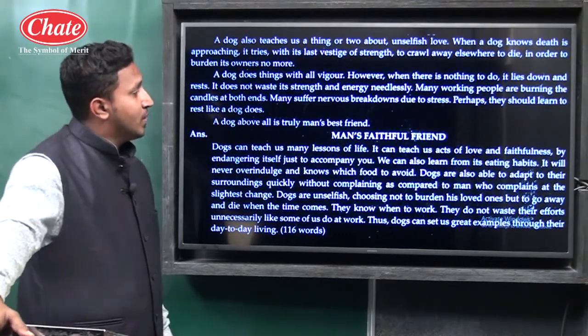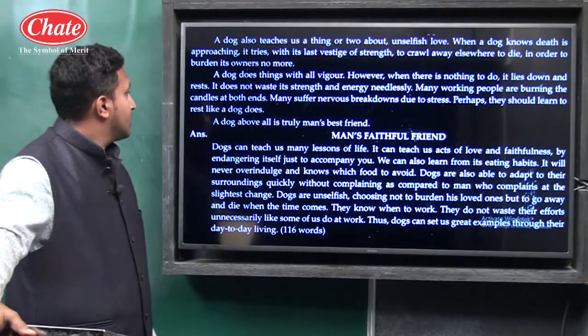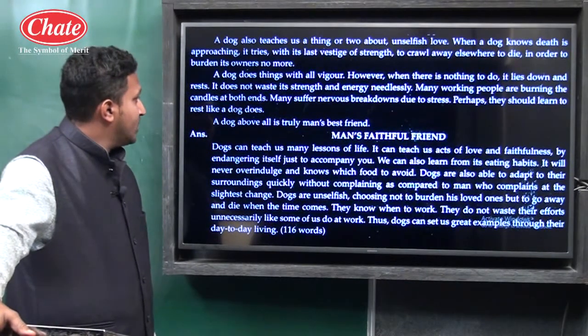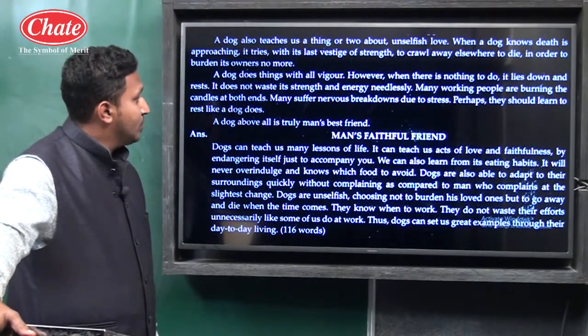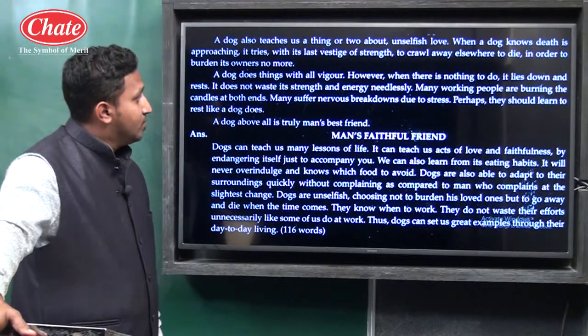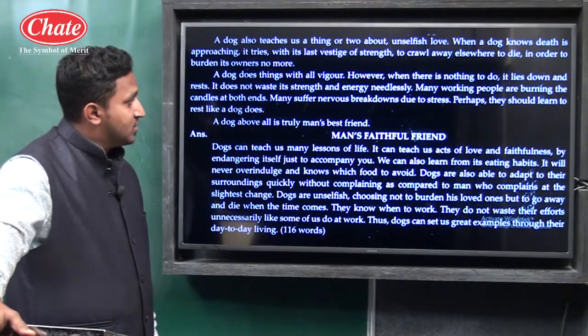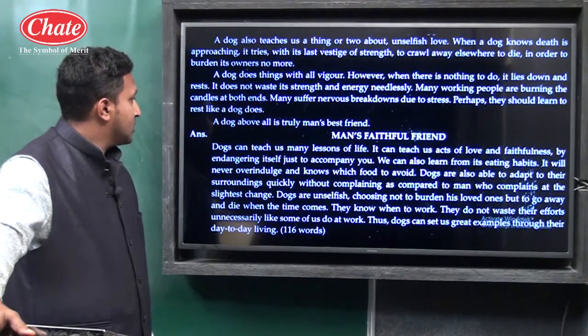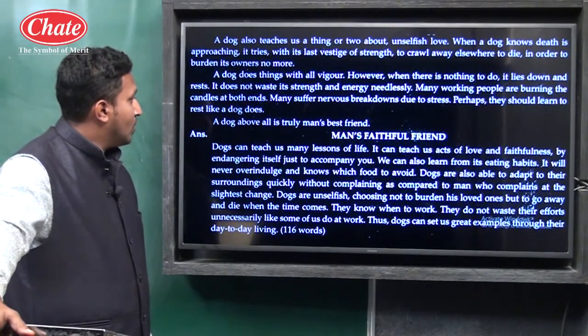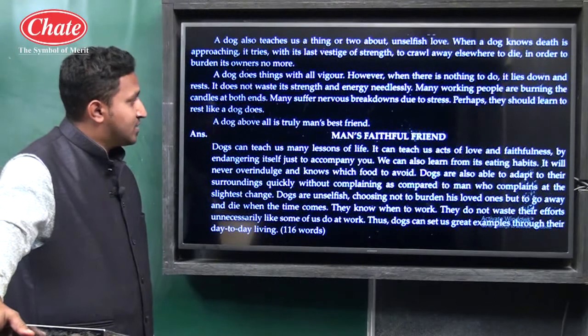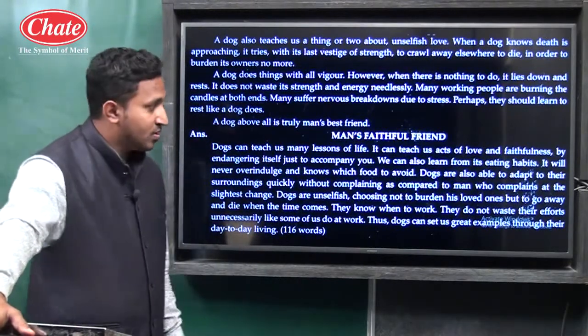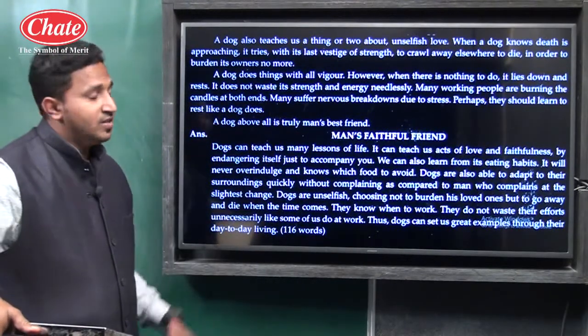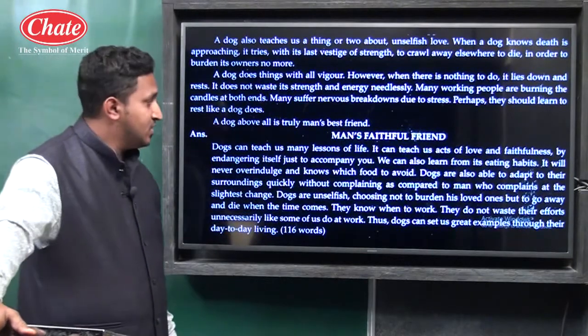Many working people are burning the candles at both ends. Many suffer various breakdowns due to stress. Perhaps they should learn to rest like a dog does. A dog above all is truly man's best friend. This is the passage here. Let's see the summary of the given passage.